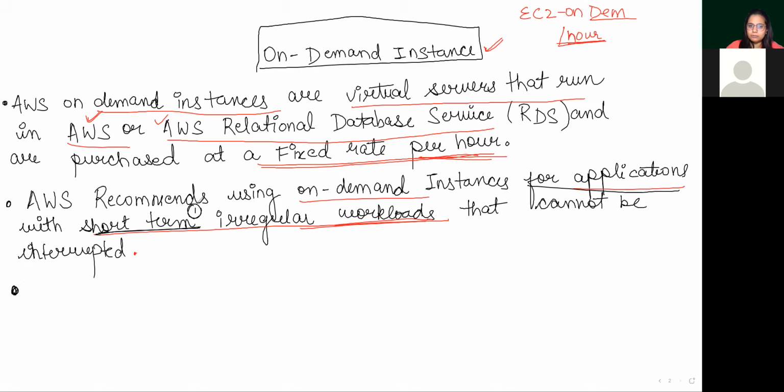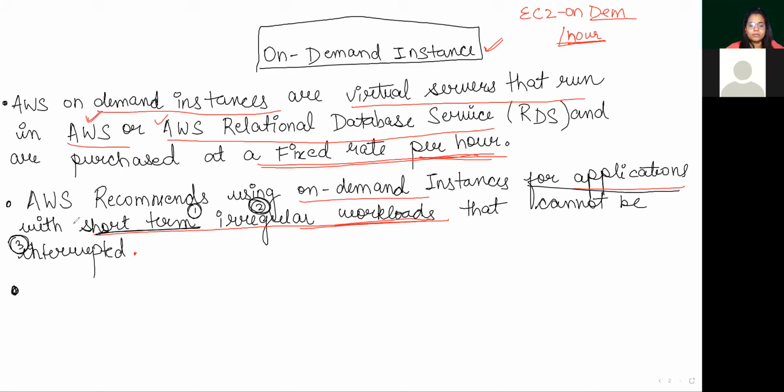Okay, this is one point. Short term, irregular workloads that cannot be interrupted. Three things. If you find any application for which you want to make an EC2 instance, and these three conditions are fulfilled, then AWS recommends that you go with the on demand type of instance. Can I terminate my instance anytime? Yes, you can terminate your instance anytime, no issue.